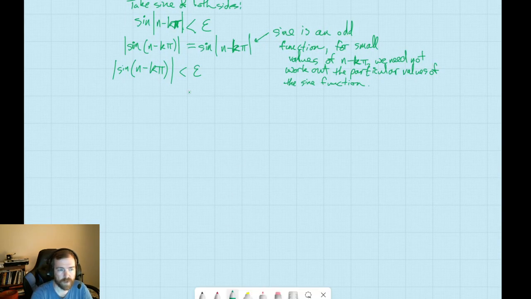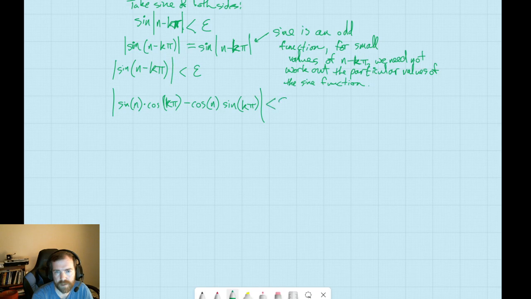And then we can break this down using the sine sum and difference rules. So this is going to be the absolute value of the sine of n times the cosine of k pi minus cosine of n times sine of k pi, less than epsilon.